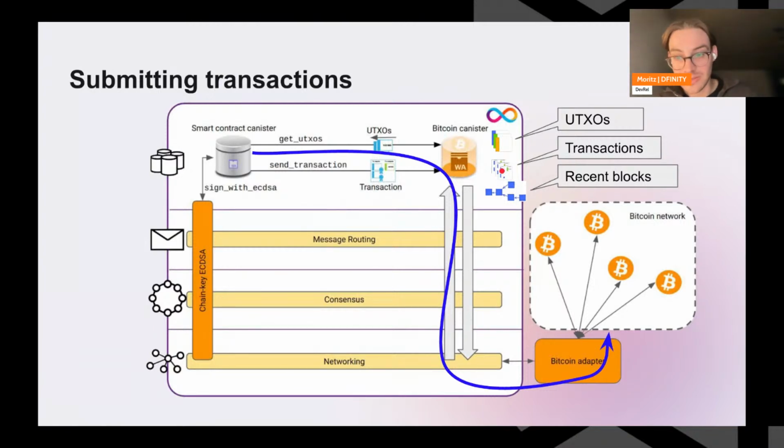And a cool side effect of this is that it leads to a very efficient and very quick distribution of transactions in the Bitcoin network, because every replica in the Bitcoin activated subnet, so every physical machine in the Bitcoin subnet, runs this Bitcoin adapter, and the Bitcoin adapter connects to a random subset of nodes in the Bitcoin network. So you get a very big distribution of your transaction, which is also nice.